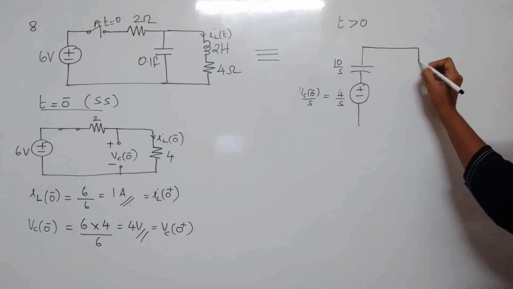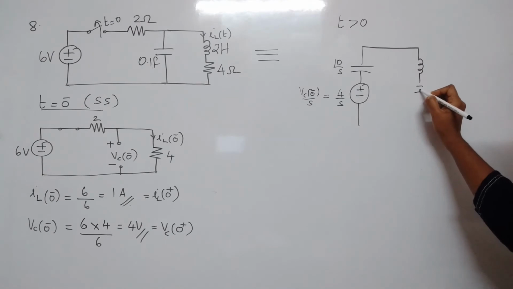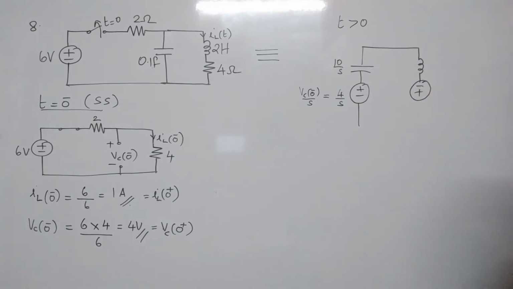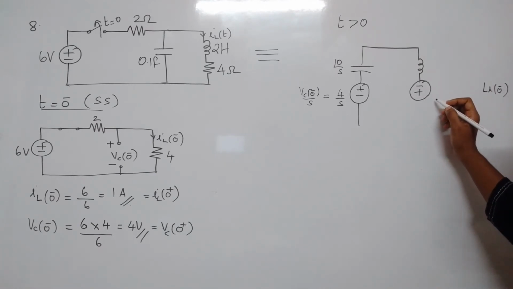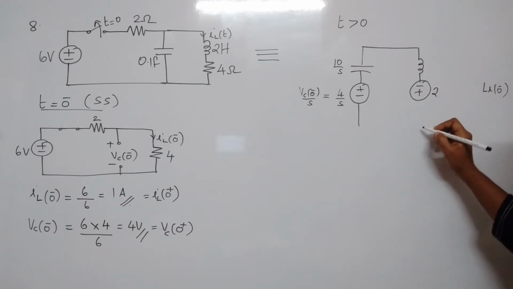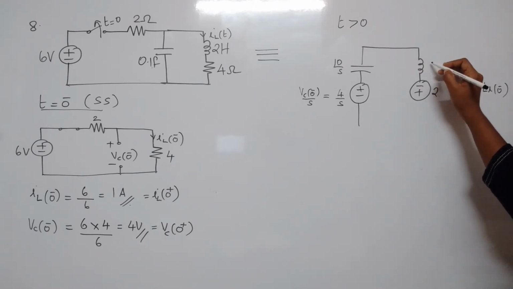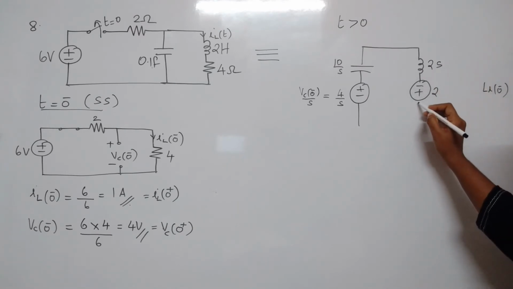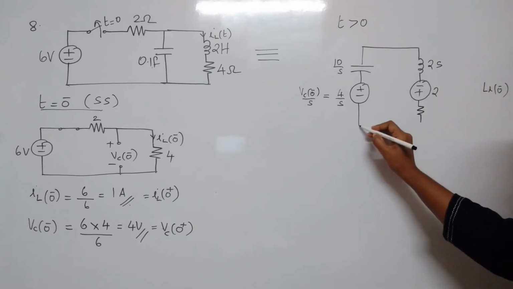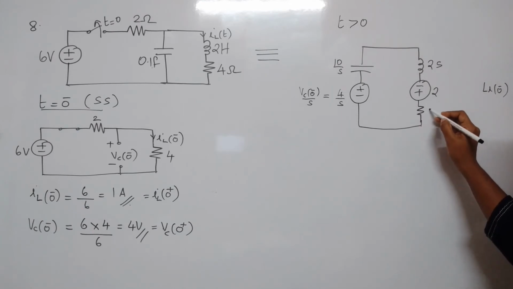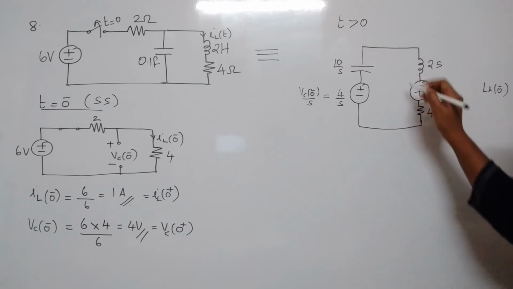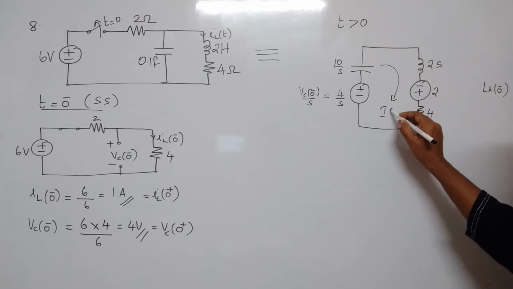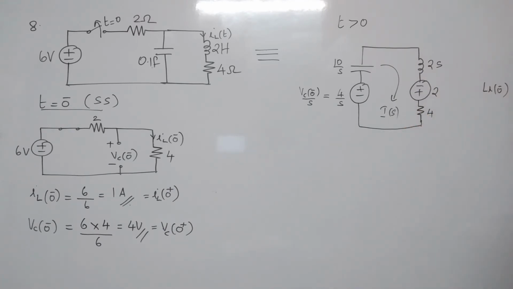Then similarly, inductor will be followed by a voltage source having value L into I of 0 minus. L is 2, 2 into 1, so this will be 2 volt. Inductor is S into L, so this will be 2S. And also there is a resistor having value equal to 4. This will result in a current I of S. So this is the circuit representation in S domain.